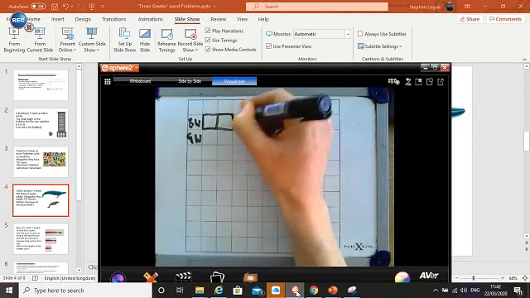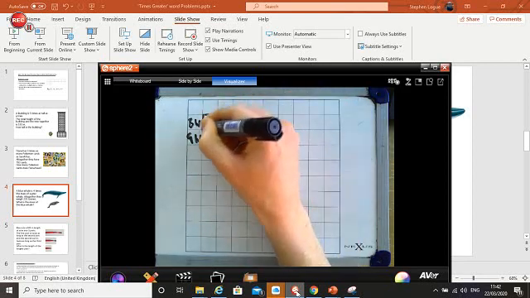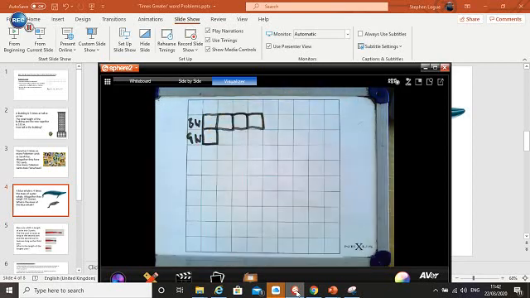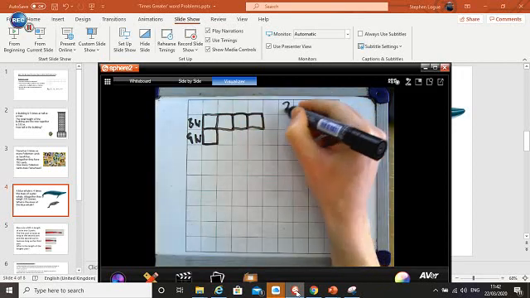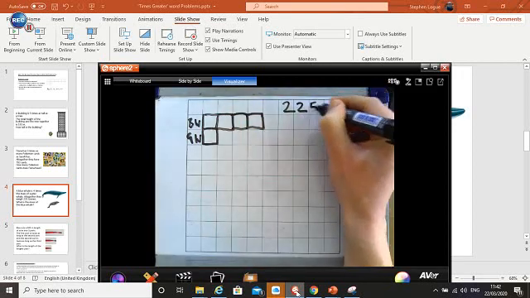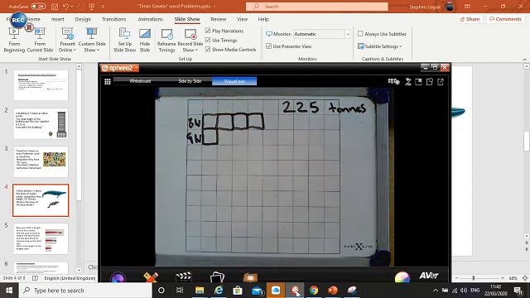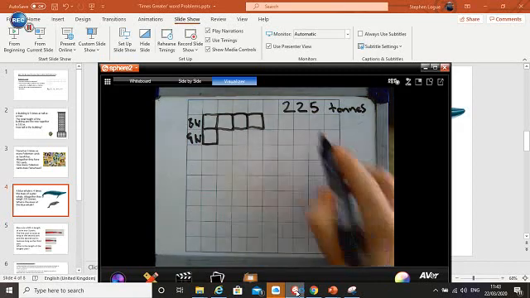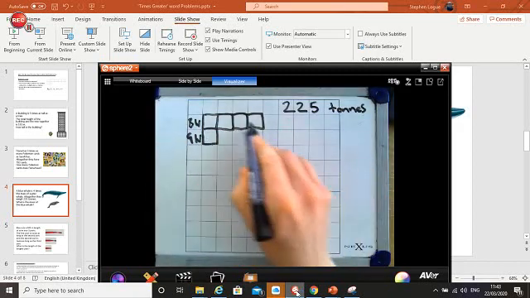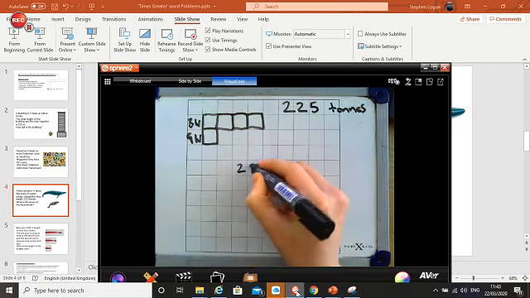5 take away 5 is 0. Can't take 4 away from 2, so we'll have to do a bit of exchanging. There we go. 12 take away 4 is 8, and 1 taking away nothing is 1, so 180. So the blue whale is a whopping 180 tons. On to the last question.